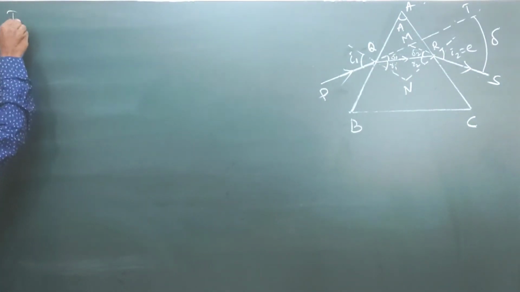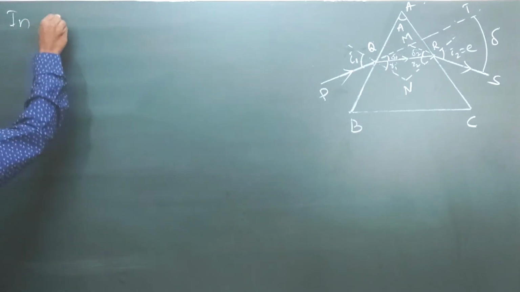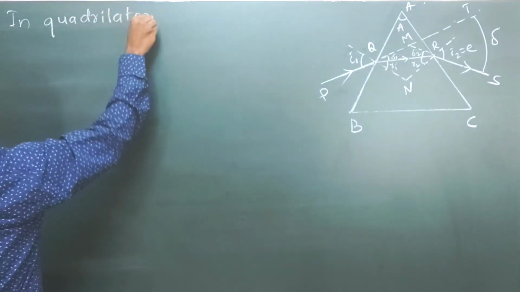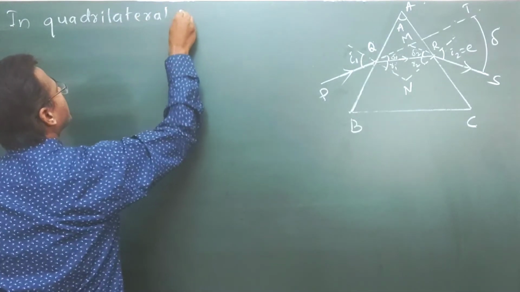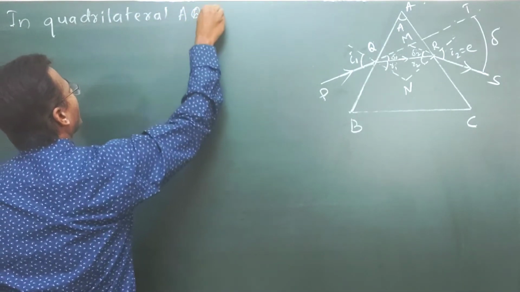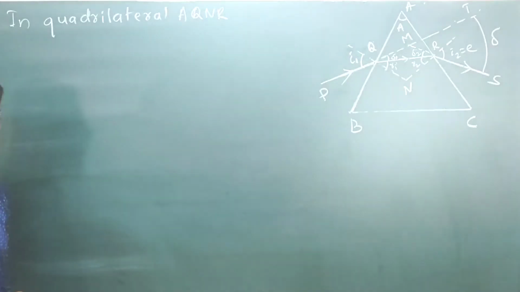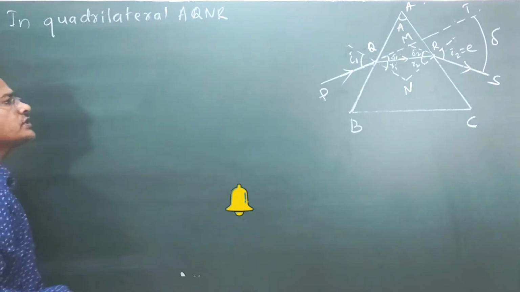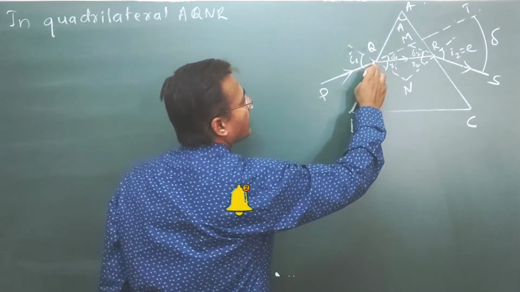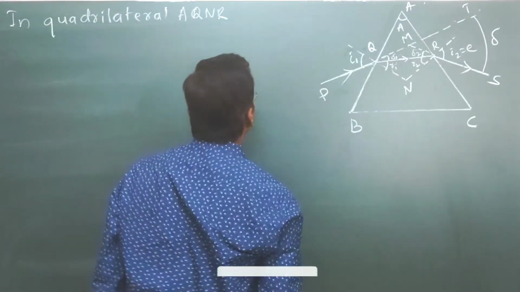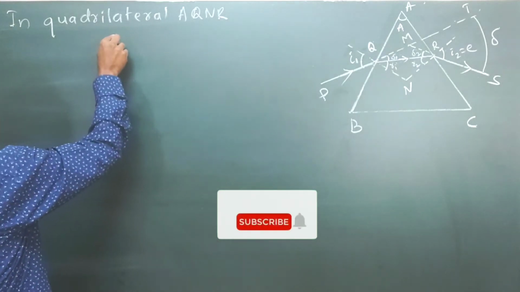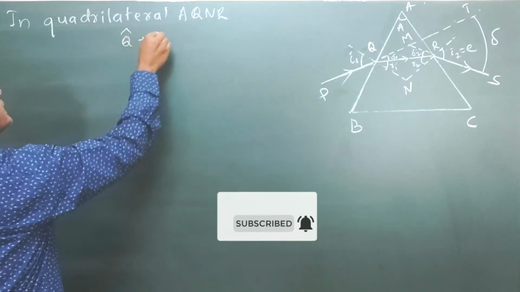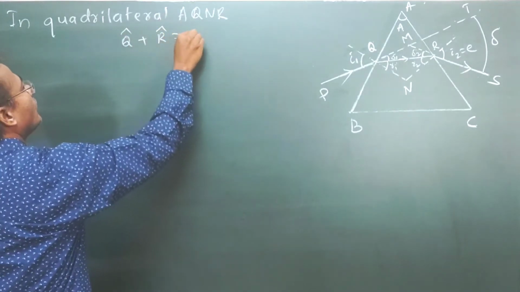In a quadrilateral AQNR, we are taking the opposite angles, angle Q and angle R. The sum of angle Q and angle R is equal to 180 degrees. Angle Q plus angle R equals 180 degrees.